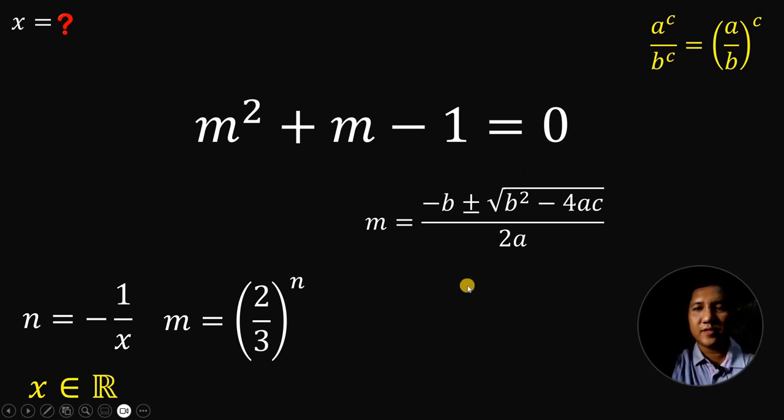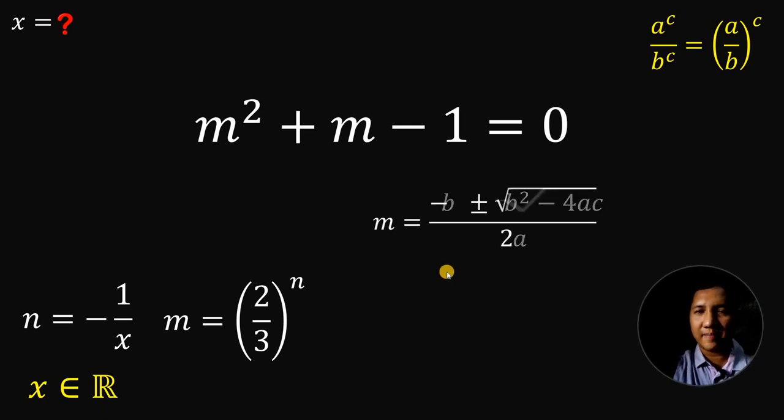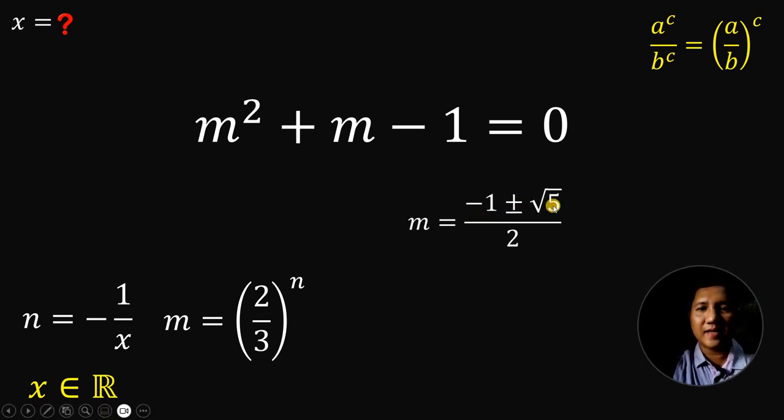Now, using this quadratic formula, we get the value of m as follows. We have negative 1 plus or minus square root of 5 all over 2. Now, take note. M is equivalent to 2 over 3 raised to the power of n. This is an exponential equation. So, m cannot be a negative number, or m must be greater than 0. Therefore, the case wherein m equals negative 1 minus square root of 5 over 2 is not possible.